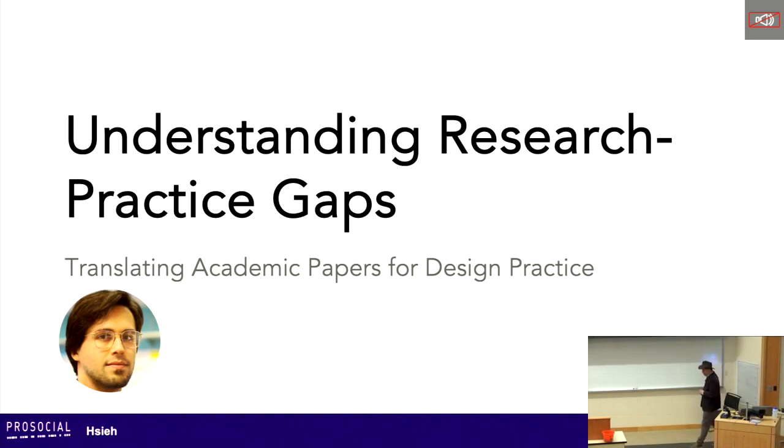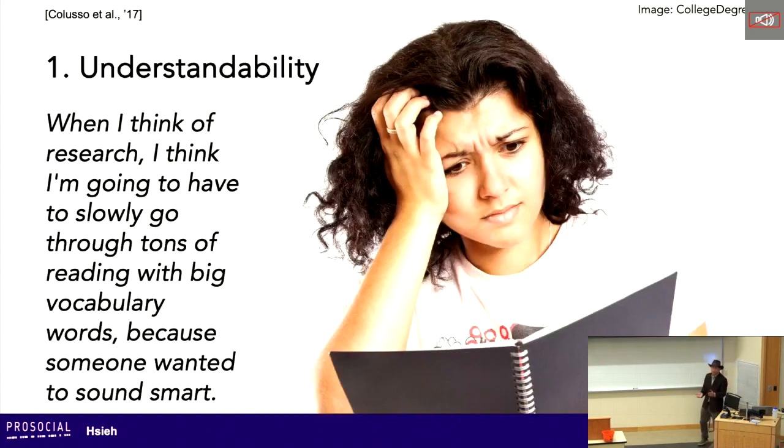And so we started by interviewing a bunch of design practitioners, UI, UX practitioners, trying to understand, are they reading academic papers? And if not, why not? As you can imagine, many of them claim that they're interested in the knowledge embedded in these papers, but few of them are actually reading them. If I were to summarize some of the key reasons, one of them is understandability. When I think of research, I think I'm going to have to slowly go through tons of reading with big vocabulary words because someone wanted to sound smart. That's what one of our participants said.